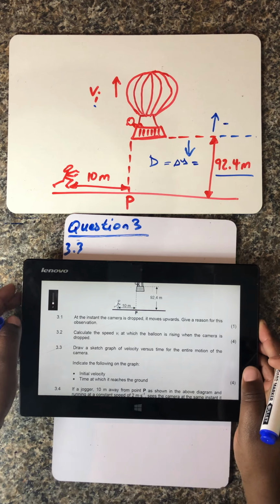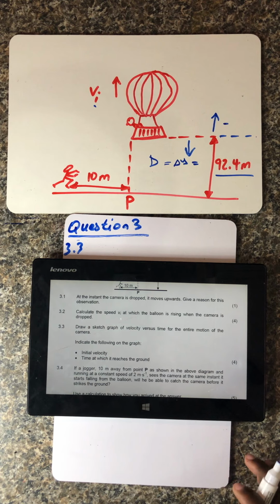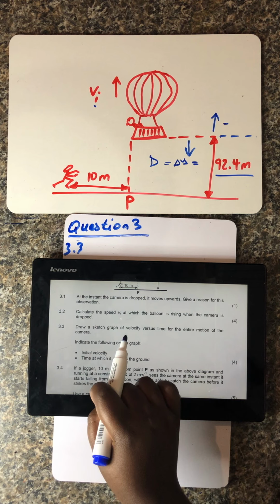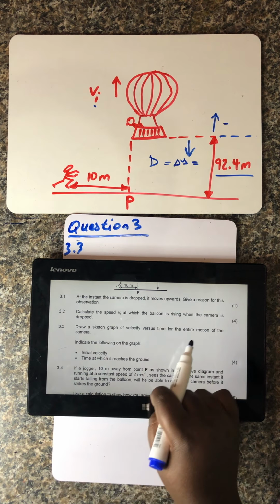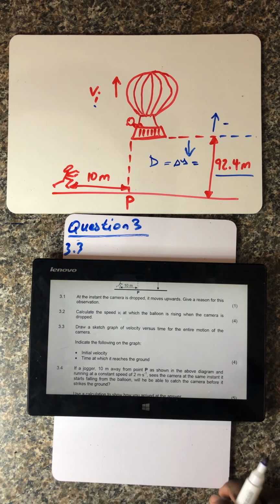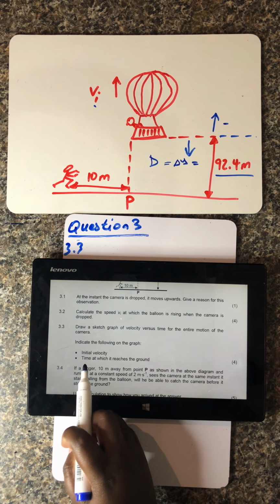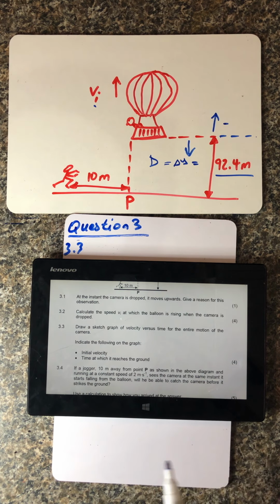Okay, so guys, a very interesting question. Now they say draw a sketch graph of velocity versus time for the entire motion of the camera. Indicate the following on the graph: initial velocity, time at which it reaches the ground. And this question is allocated 4 marks. Ladies and gentlemen, it's very much important that you fully understand what the question wants you to calculate.